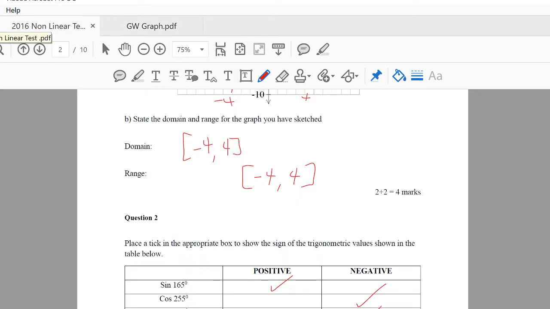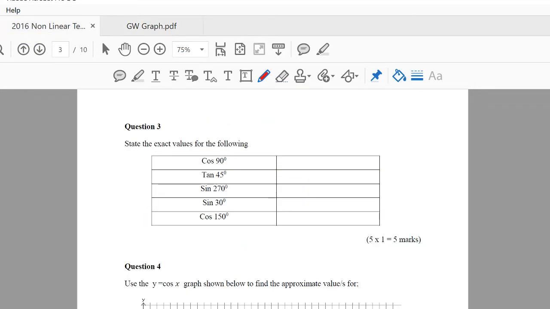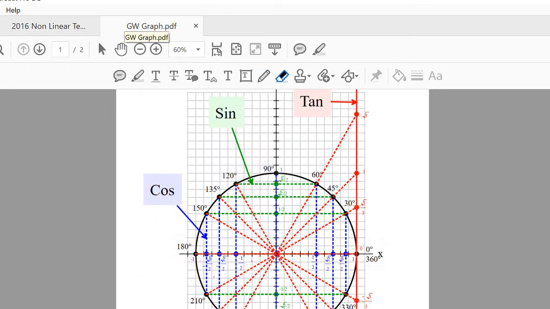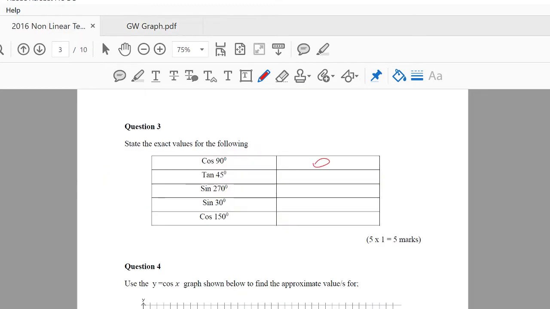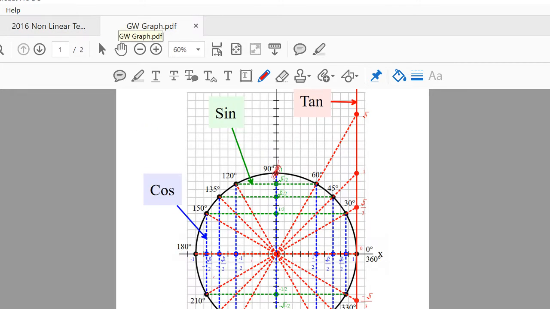So next question. Scroll down. What are the exact values for the following? Okay, cos of 90. Let's go back to the graph again. Where is 90 degrees? It's up here. Cos is a measure of the x-coordinate. So the x-coordinate up here is 0. So cos of 90 will be 0. Tan of 45. Find 45 degrees. Follow the tan line up. It's 1.